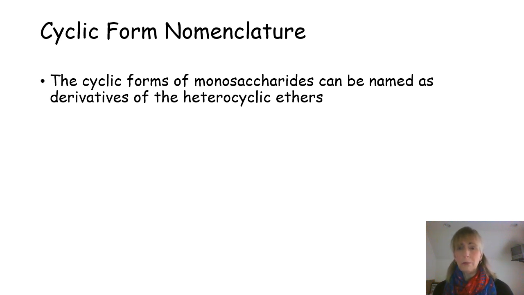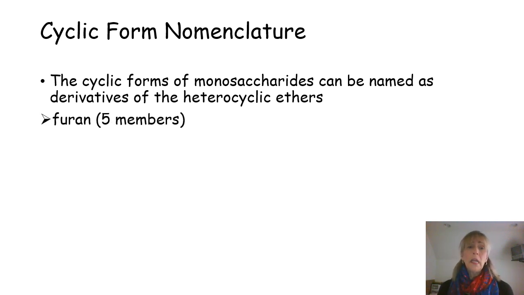Remember, we had this term heterocyclic. In our previous chapter, we talked about nitrogen heterocycles. So they were rings, carbon rings, in which one of the carbons had been replaced with a nitrogen. So heterocyclic ethers, meaning we're going to have one of the carbons replaced with an oxygen.